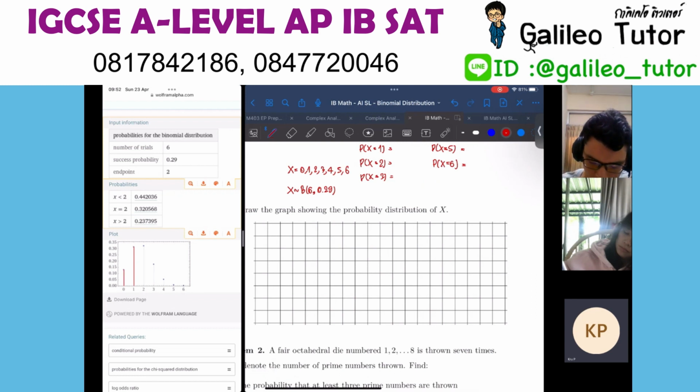Okay, let's write down the plots here. So this one here, we have 0, 1, 2, 3, 4, 5, and 6. Okay, this is trial number 0, 1, 2, 3, 4, 5, 6. And the vertical axis is going to be probability.